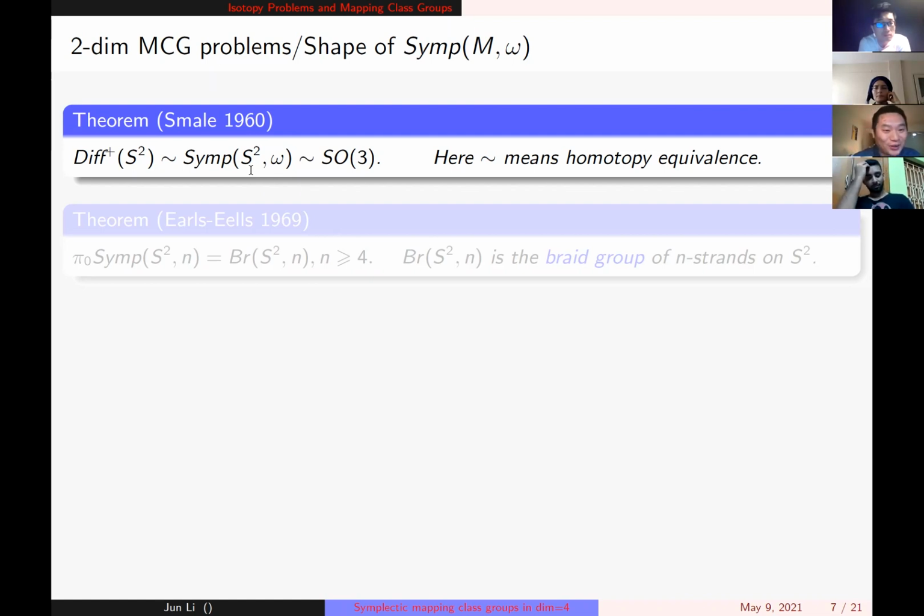Okay, so here the Diff+ means orientation preserving diffeomorphisms. As we mentioned, we are not allowed to reverse orientation. Then those two groups are actually homotopy equivalent. And more surprisingly, this infinite dimensional group is homotopy equivalent to a finite dimensional group, which is the rotation group, or Riemannian isometry group, if you think about that on S2. Okay, so that's a very strong result. We know the full homotopy type.